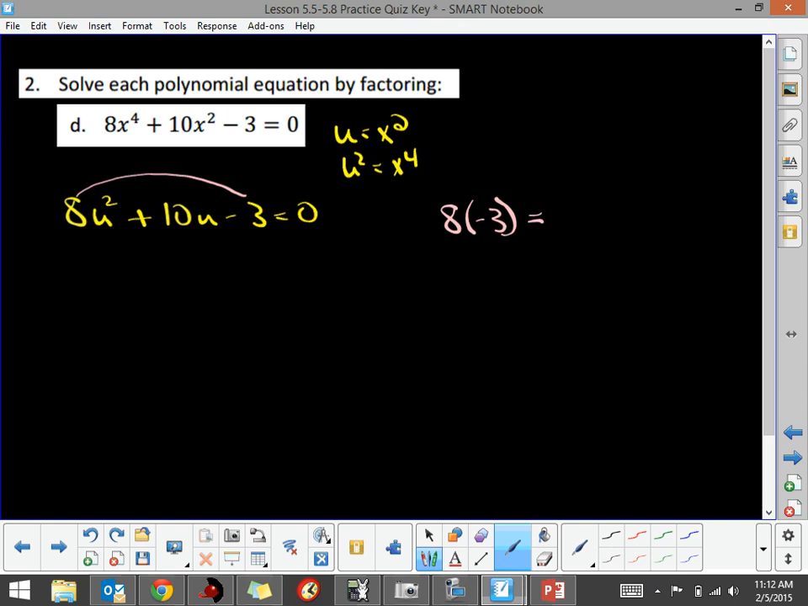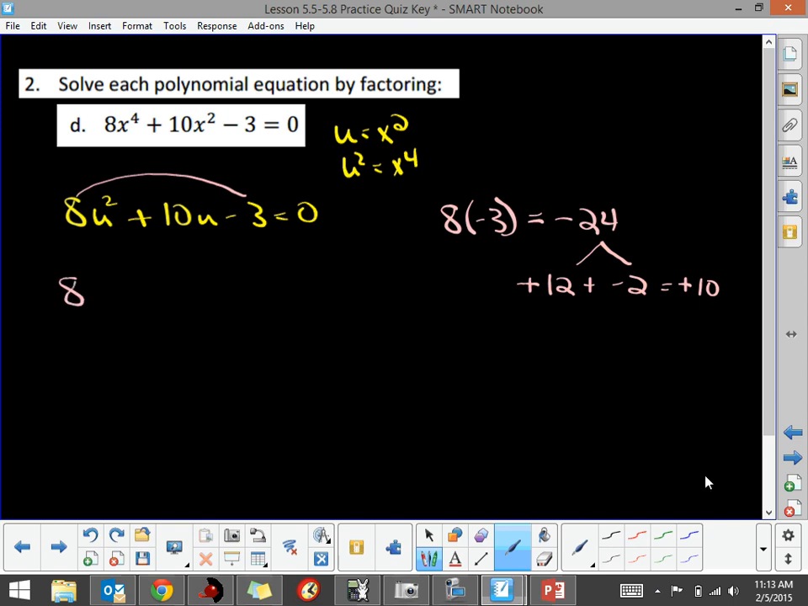8 times a negative 3 is negative 24. What are factors of 24 that I can use to get a 10? So I'm thinking if I use a positive 12 times a negative 2, that gives me a negative 24, and if I were to add those, I get a positive 10. So I got some really good candidates to break that 10u up into.